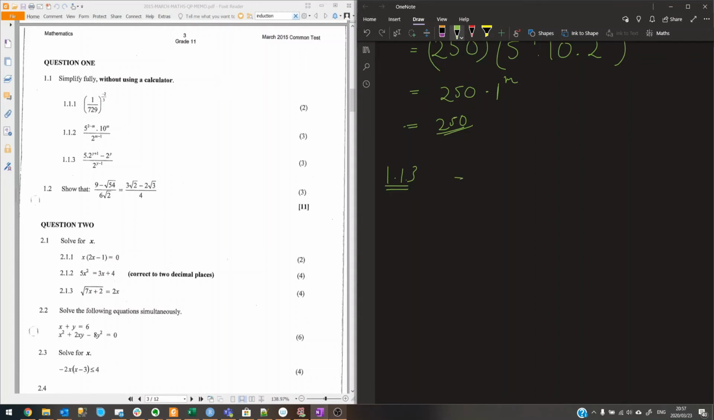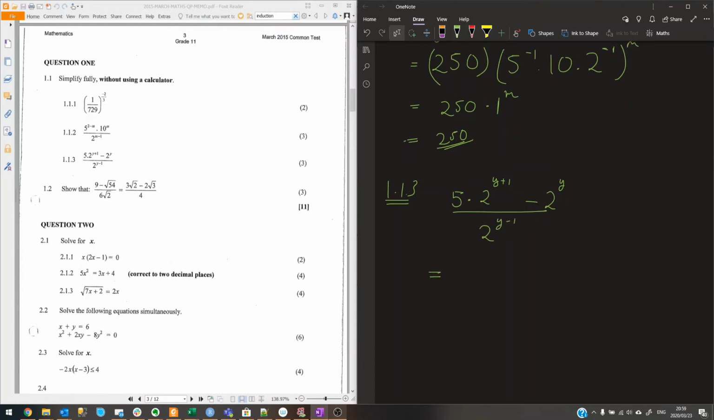1.1.3. This is 5 times 2 to the y plus 1 minus 2 to the y, the whole over 2 to the y minus 1. So what are we saying? We're saying 5 times 2 to the y plus 1, right? Minus 2 to the y. And then we have 2 to the y minus 1.